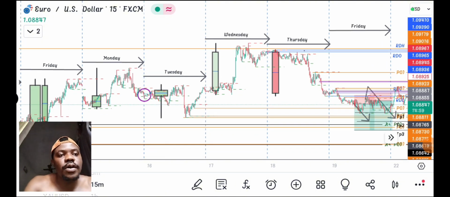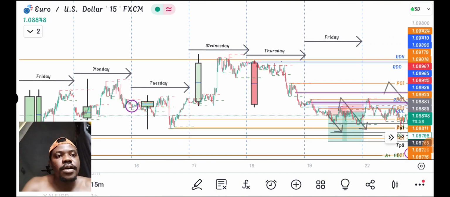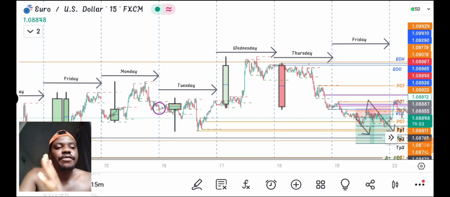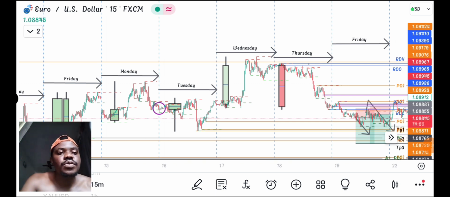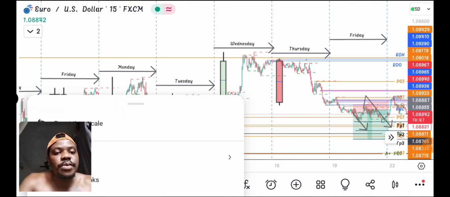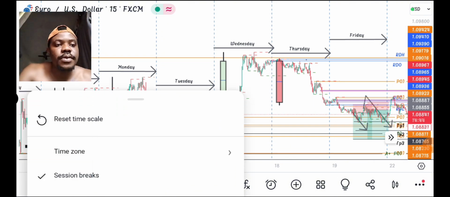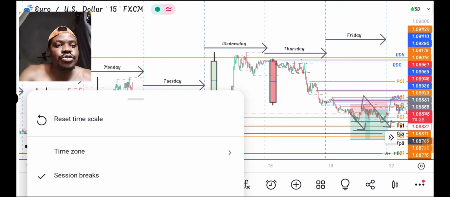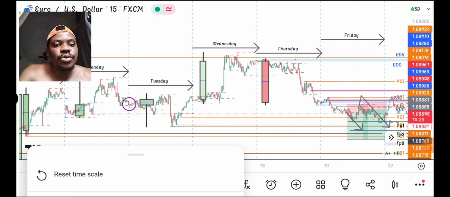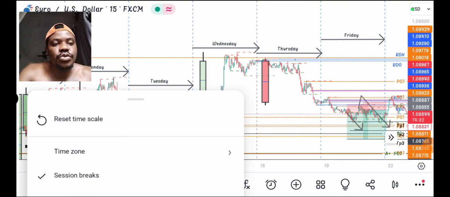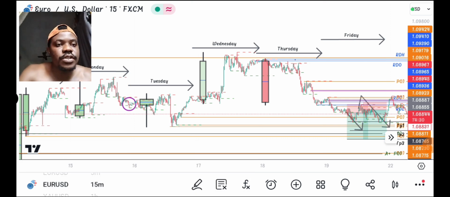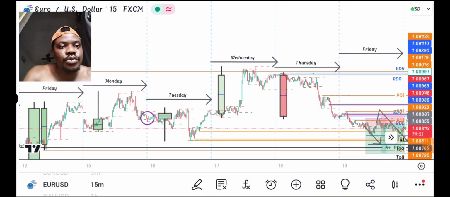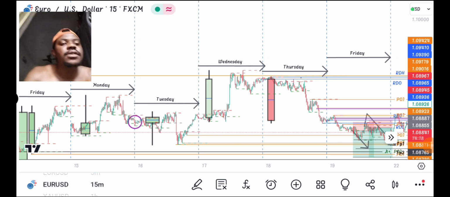And as you know, I use the session break to mark my open of every day and the close of every day. So this is how I do it guys. I hold the bottom of my screen, and when it pops up, that point where you can expand and shrink your screen, that's the point. You hold it and then you want to use the session break. When you turn it off, your session break goes off, and when you turn it on, the session break comes on. So that way I'm able to know each day's trading range. So guys, this is how I do it.